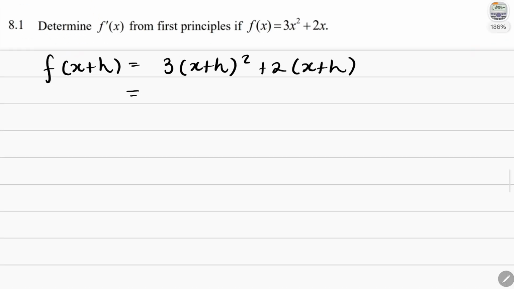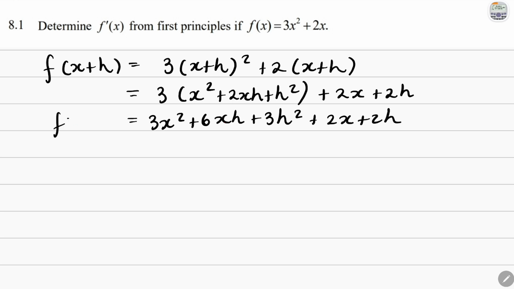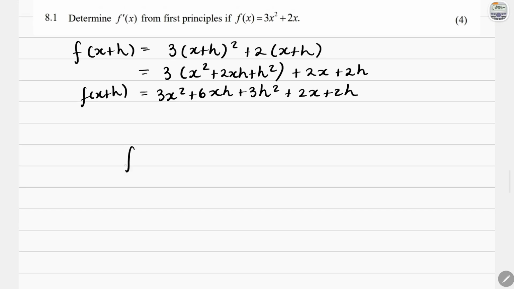Okay, let's simplify. So this is going to be 3 multiplied by, and we will square the first term, giving us x squared, square the last term, giving us positive h squared, and then first term times second term is xh, and then multiply by 2. So this is positive 2xh. And then if we distribute in here, that is positive 2x plus 2h. Now we can also just FOIL in here as well. So this is 3x squared plus 6xh plus 3h squared plus 2x plus 2h. And that is f of x plus h. And now we can find f prime of x from first principles. So this is our formula.